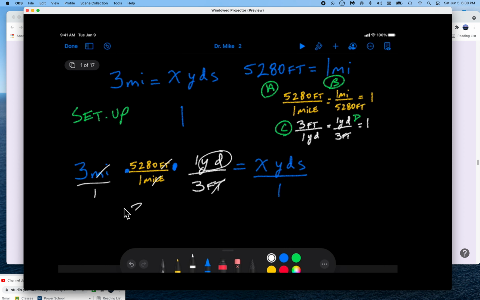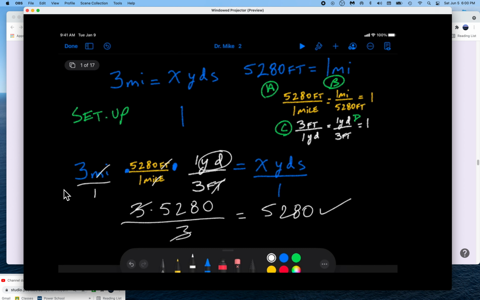Now we do the math. 3 times 5280 over 3. Okay, 3 is this 3, 5280 is here, and 3 is on the bottom. 3's cancel out, and your final answer is 5280. Next one.